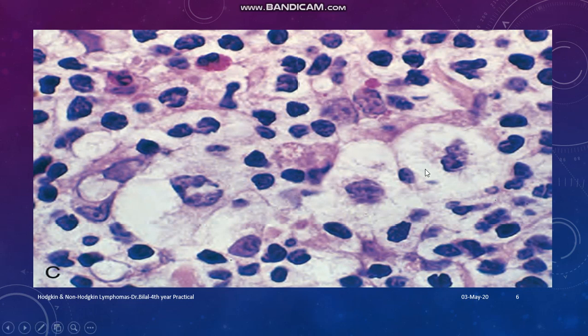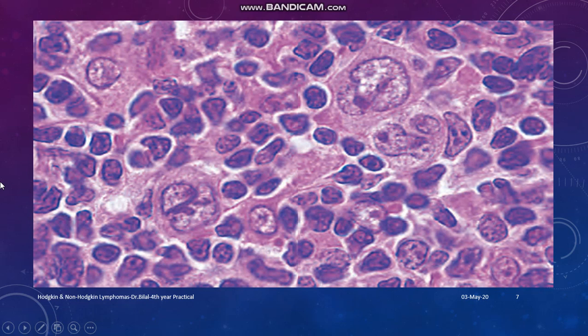Because of this particular appearance, this is called a lacunar cell, and these lacunar cells are found in the nodular sclerosis type of Hodgkin lymphoma. On low power, they show a nodular appearance in a lymph node with acellular bands of collagen, and when a high power examination is done, this is how the Reed-Sternberg cells of this particular type look.